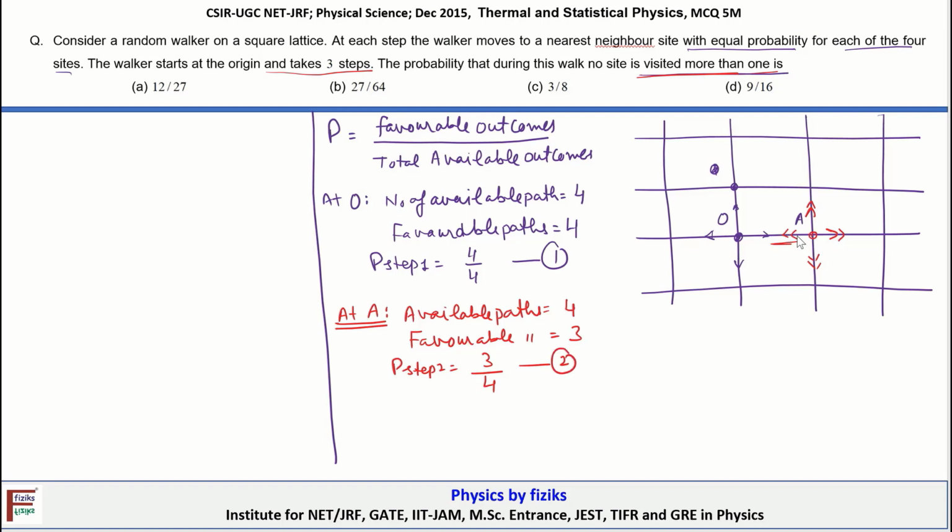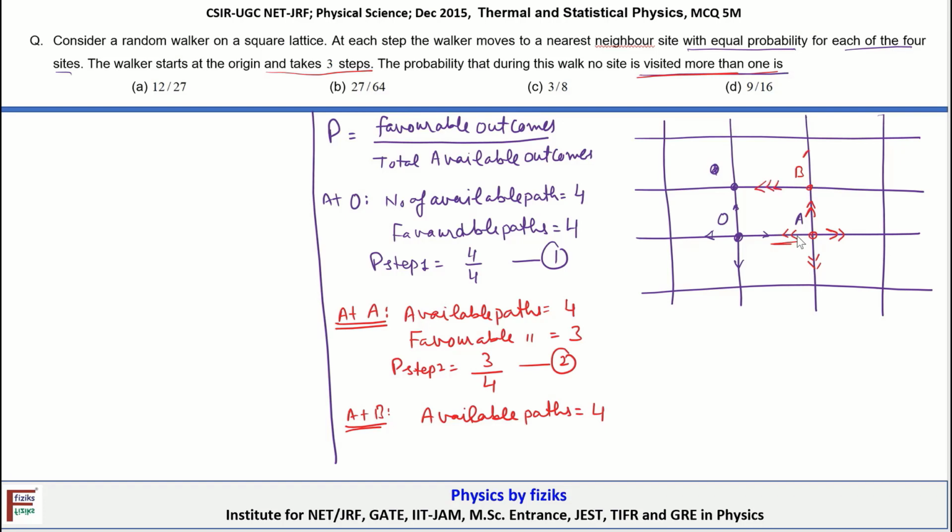Now, because the walker can move along any of the 3 preferred directions, assume the walker is moving in the upper direction and has reached point B here. Okay, so at point B, the available paths are again 4. Available paths is equal to 4, and at this point we again have to figure out the favorable paths.